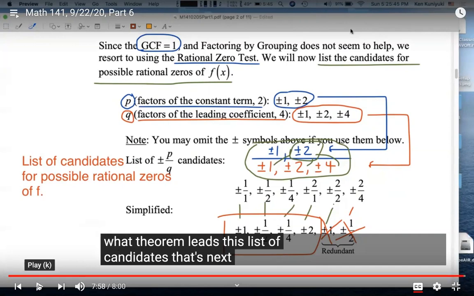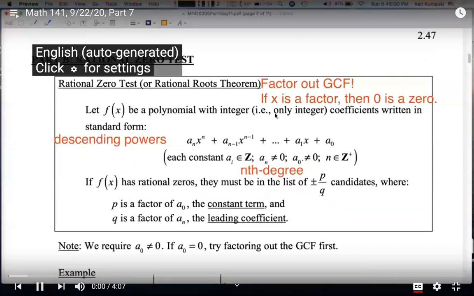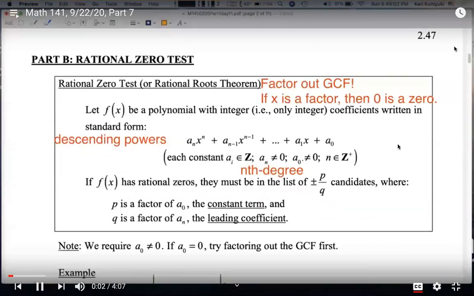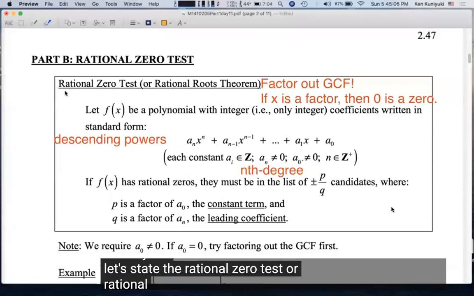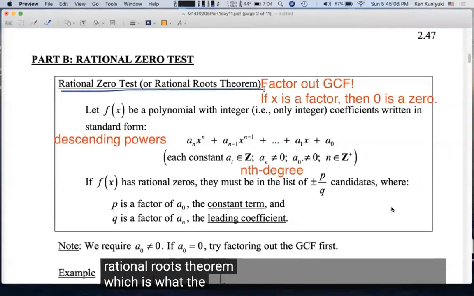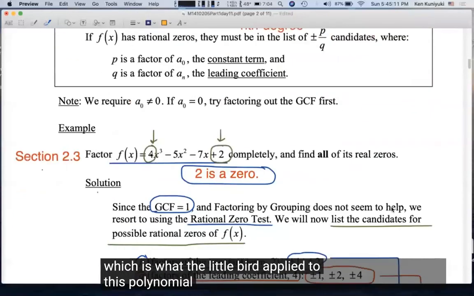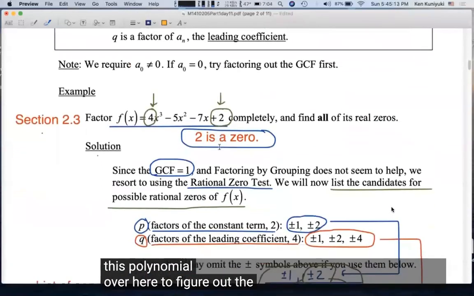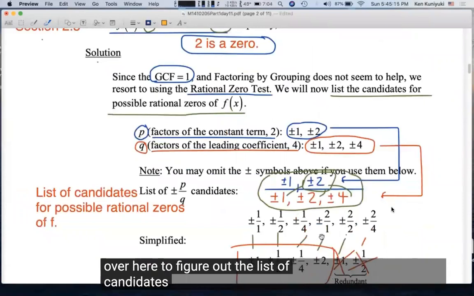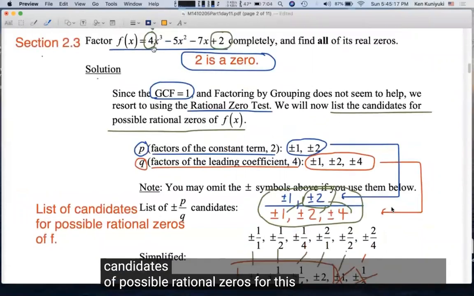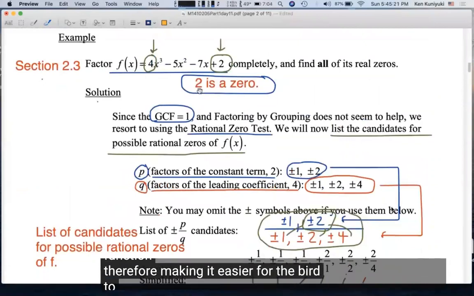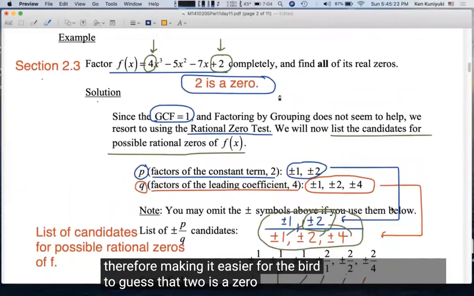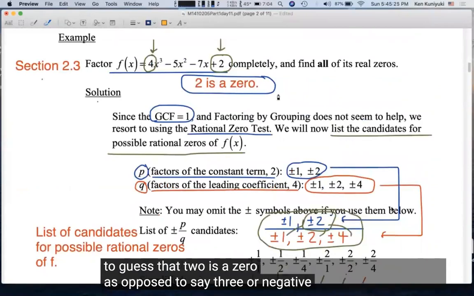Hi, everyone. Let's state the rational zero test or rational roots theorem, which is what the little bird applied to this polynomial over here to figure out the list of candidates of possible rational zeros for this function. Therefore, making it easier for the bird to guess that 2 is a 0, as opposed to, say, 3 or -1/3.